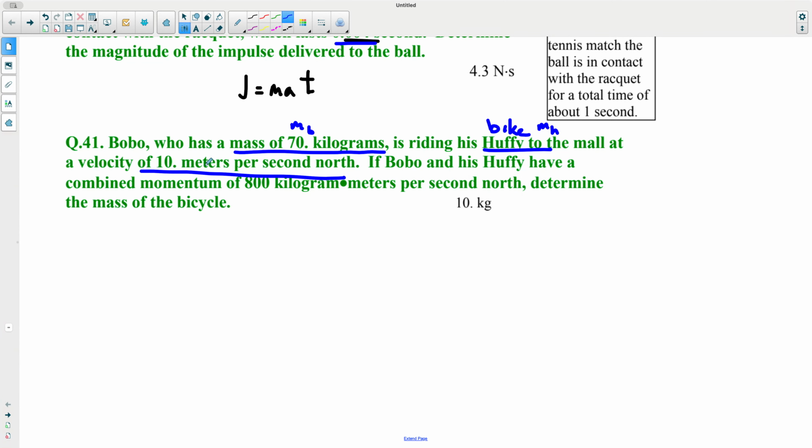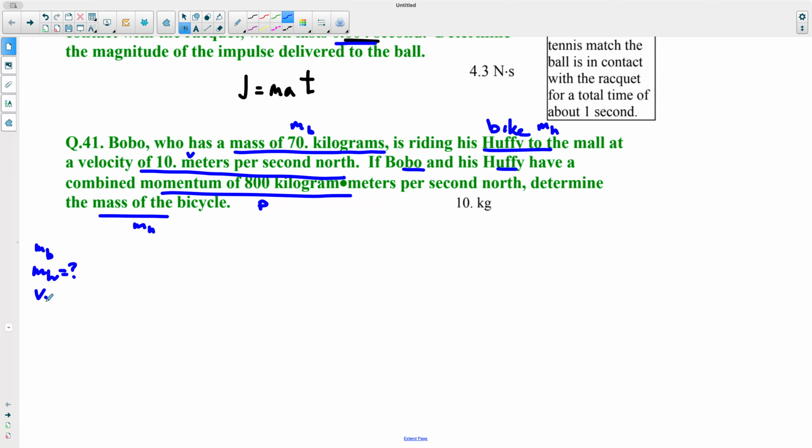Here's the velocity. Now, they tell you Bobo and his Huffy have a combined momentum. There's the momentum. Determine the mass of the bike. So the mass of the Huffy. And so here, this is no different than that little adjustment we were making. So we have the mass of Bobo. We have the mass of the Huffy. That's our question mark.